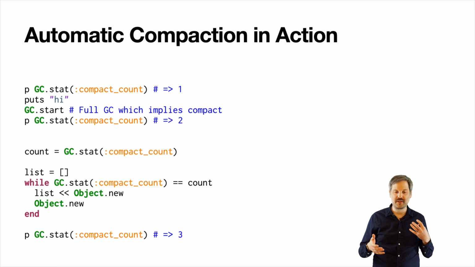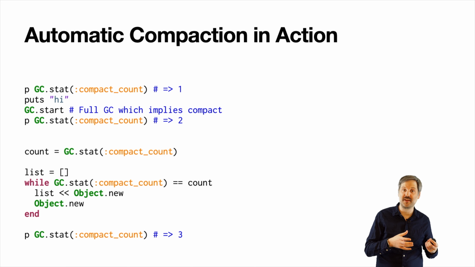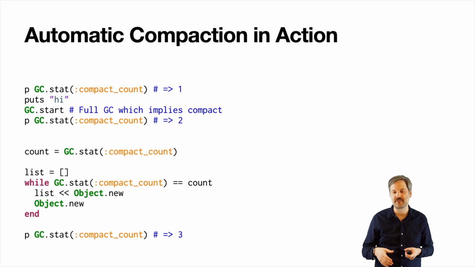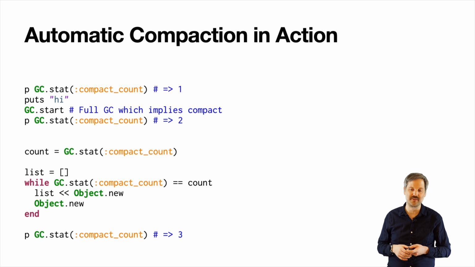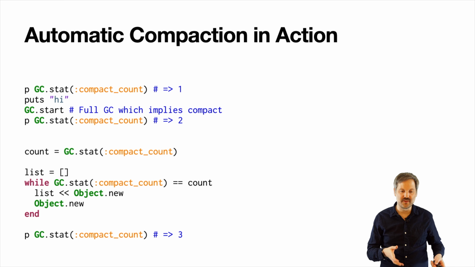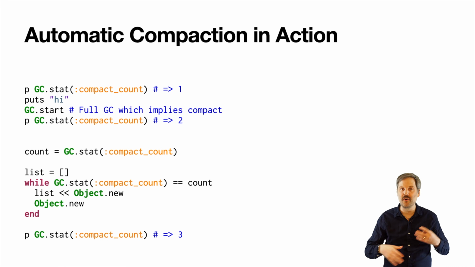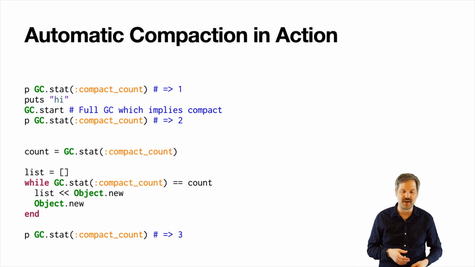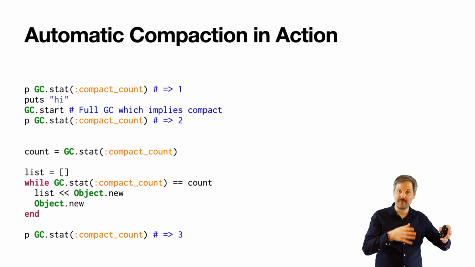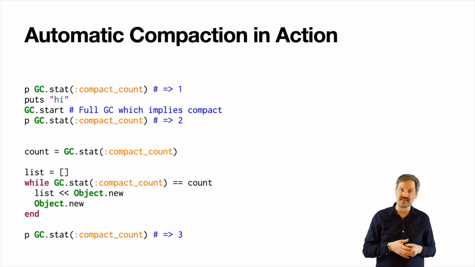So we can actually see the compactor in action. This is an example. When we run gc.start, that implies a full compaction as well. So we can see that the compact count increases when we check the GC stats. And in the next section, it just allocates a whole bunch of objects until a major GC is kicked off. And we can see that once a major GC is kicked off, indeed that executes a compaction as well.